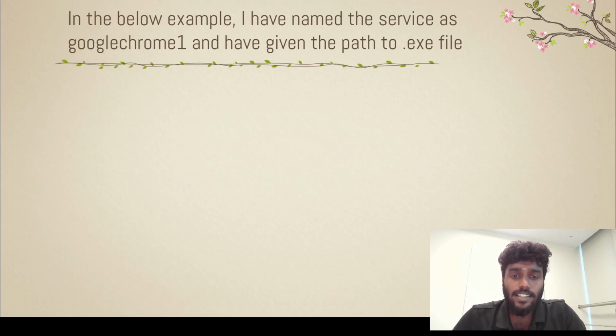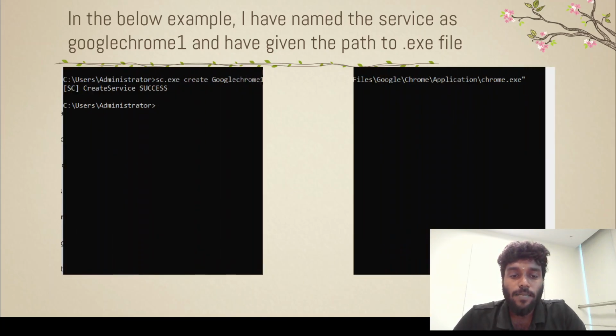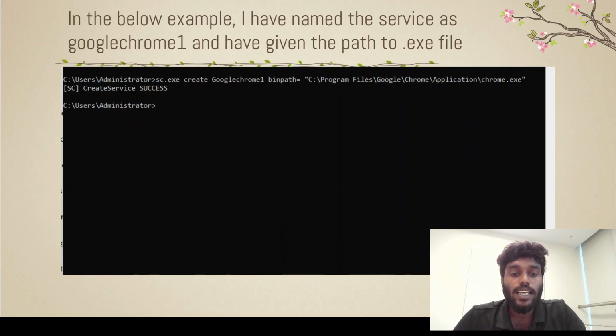All right. So in this example, I've tried to run Chrome as a service. To do that, open command prompt and type in sc.exe space create space the name you want to keep for the service that you're creating. In our case, I've named it Google Chrome 1, space binPath equals and enter the path of the execution file of the application and hit enter. And once you hit enter, you should receive a message: Create Service Success.